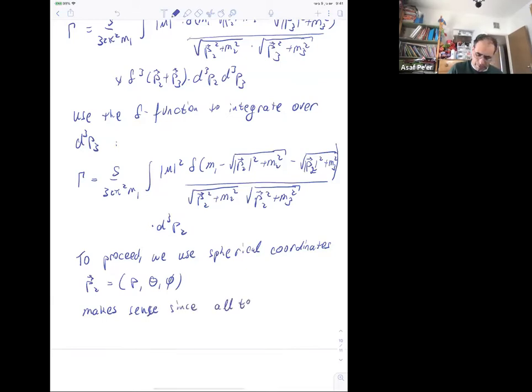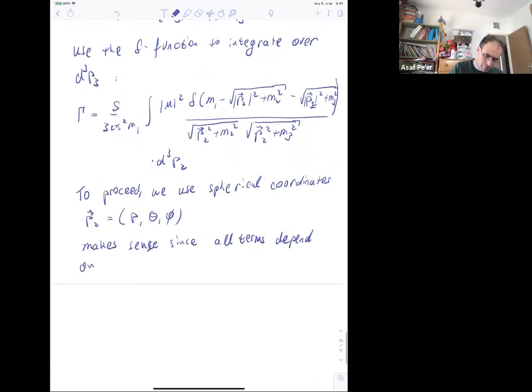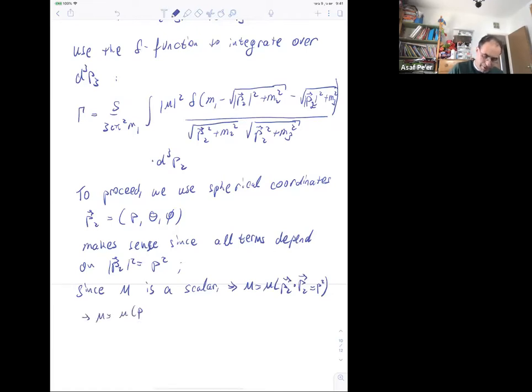All terms depend on p2 squared, which is just p squared, right? Specifically, this is true because the matrix element M is a scalar. And the only scalar you can make from a vector is the dot product of the vector with itself, right? So since M is a scalar, then M is M of p2 dot p2, which is just p squared. So we can do that. So M is M of p.